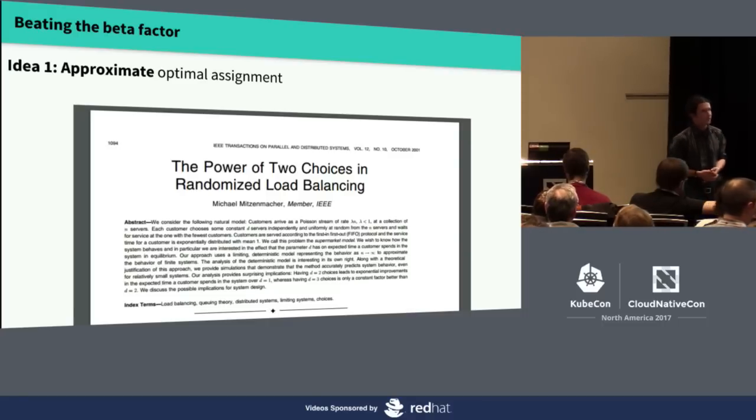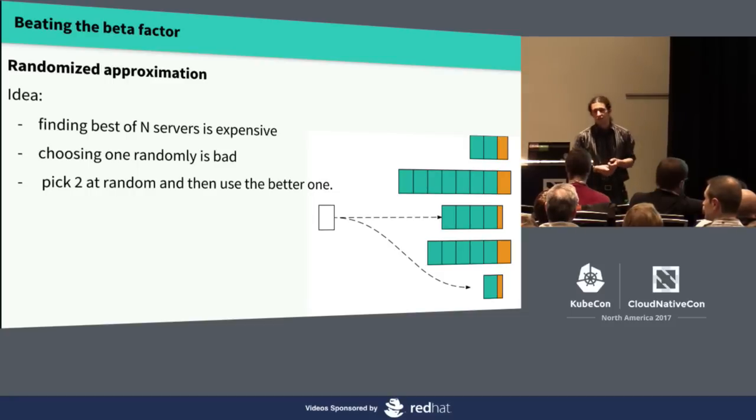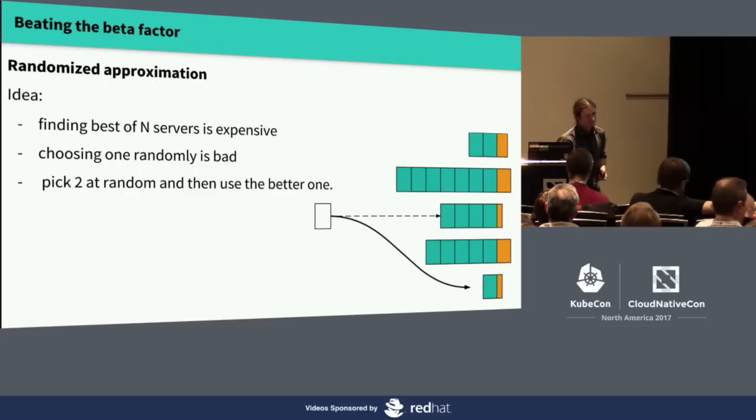The first, we do it approximately. We know that finding the very best out of n servers is an expensive proposition, but choosing one randomly is kind of bad. So here's the idea. We'll make a trade-off. We'll pick two at random, we'll compare those two, and then we'll always choose the better one of those two.